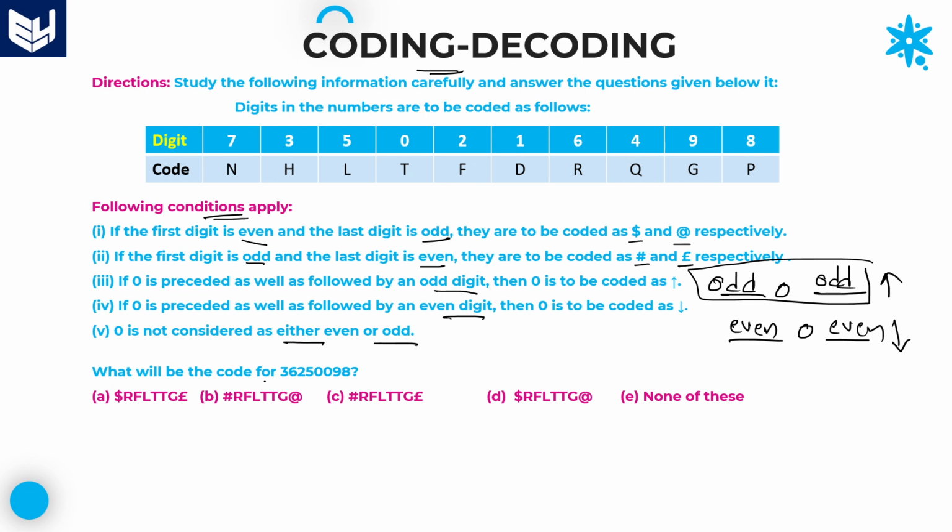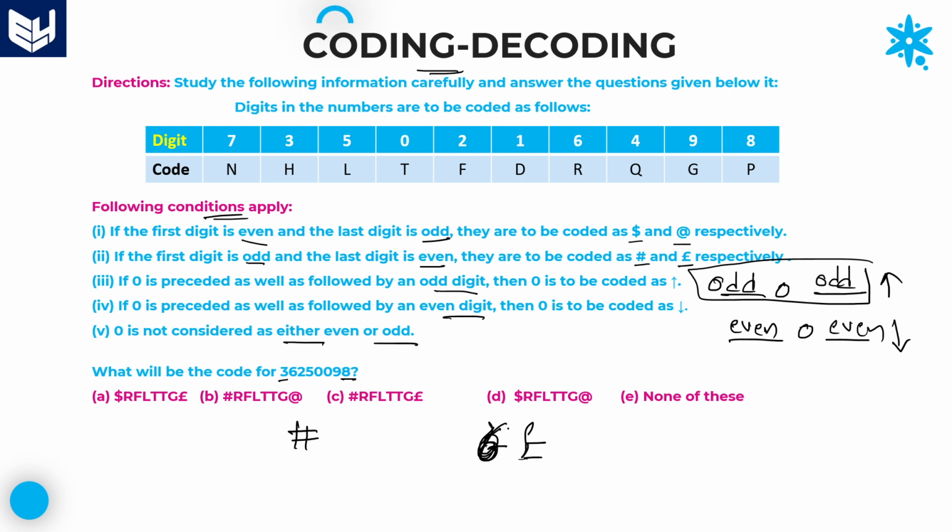Read the question. What will be the code for 36250098? Here the first one is an odd number, the last one is an even number. If the first is odd and the last is even, then both are coded as hash and euro. Hash and euro, right?